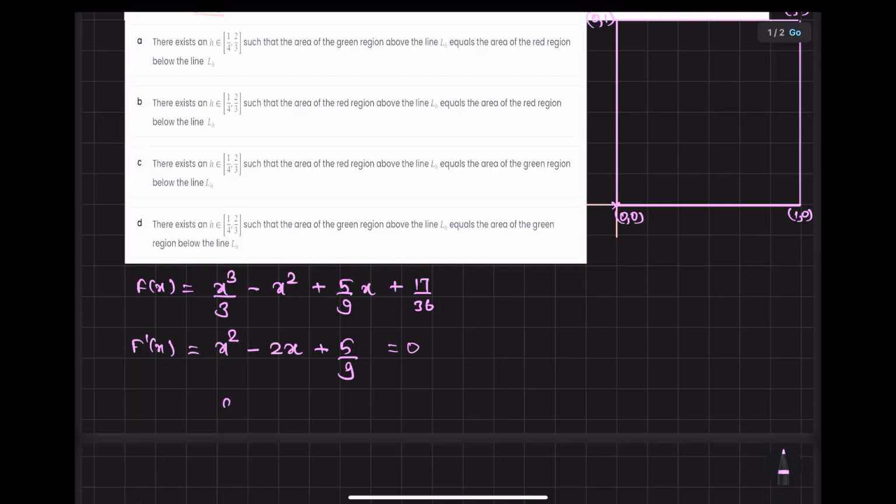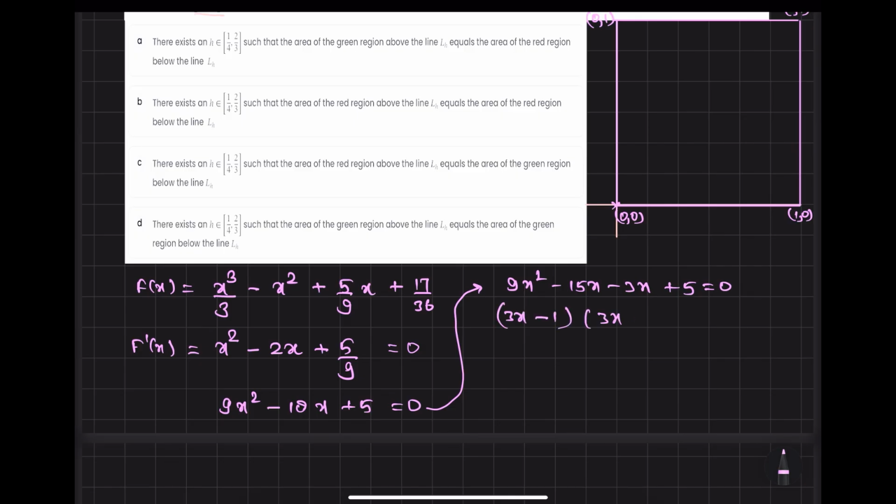Let's do it. So we got 9x square minus 18x plus 5, equals 0. 9 fives are 45, 15 into 3. So we got 9x square minus 15x minus 3x plus 5 equals 0, that is 3x minus 1 and 3x minus 5. So we got our critical points at 1 by 3 and 5 by 3. Now you know that your graph will start from minus infinity and you will have a critical point at 1 by 3.